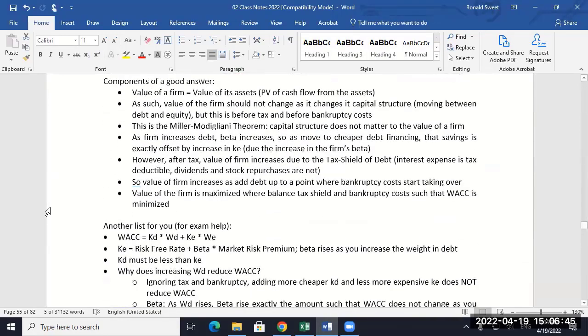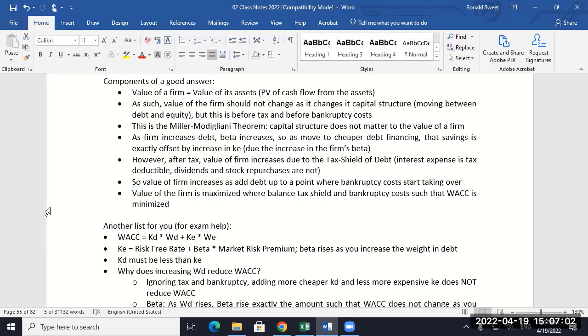All right, so what's going to be in your answer on the exam? I give you a couple of ways to do it. You'll have to read through this and put it into your own words. So this is the toughest part of the exam, is getting into your own words. So part of it is the value of the firm is the value of its assets.